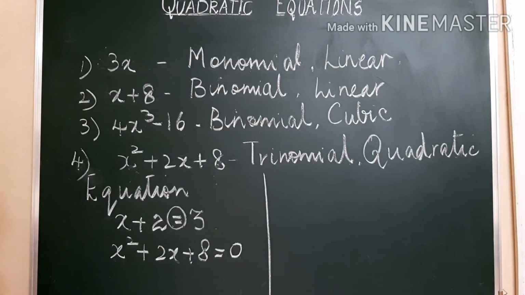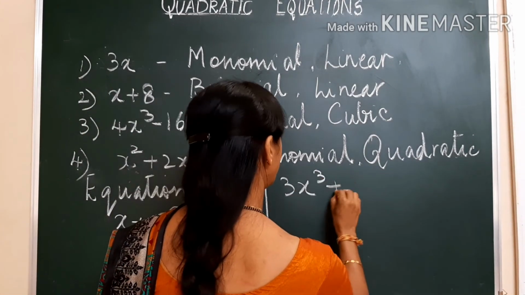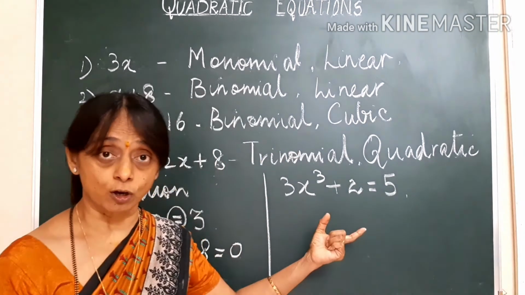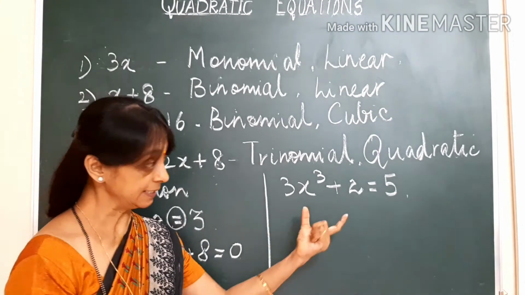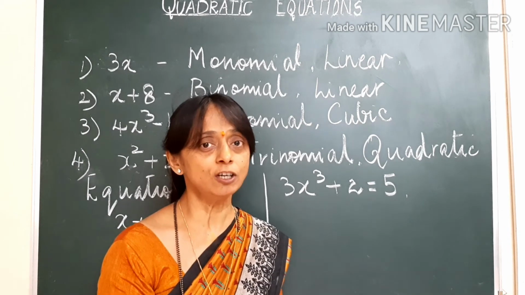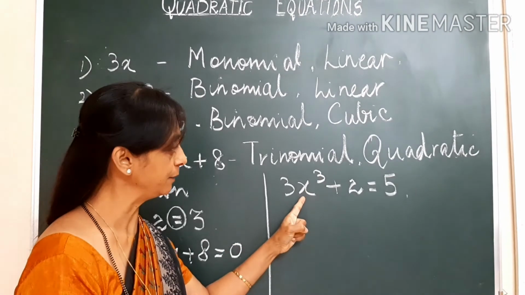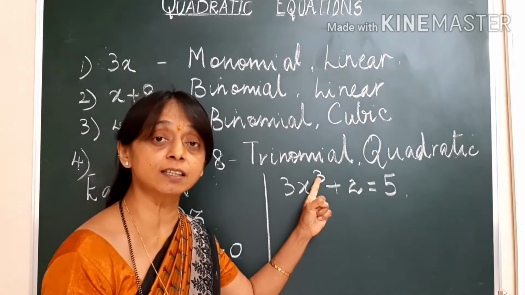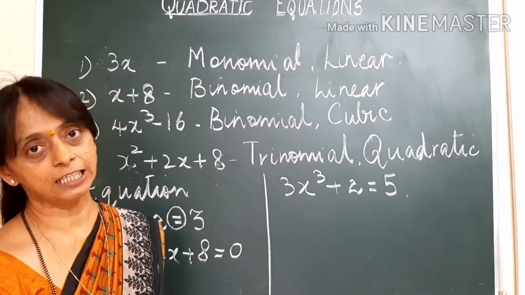Let's write one more example. 3x cubed plus 2 is equal to 5. Can I call this a quadratic equation? No, children. It is an equation, but can you call it a quadratic equation? Definitely not. Why? Because we look into the highest degree of the variable x, which is contained in this example. The highest degree is 3. So you can definitely not call it a quadratic equation.